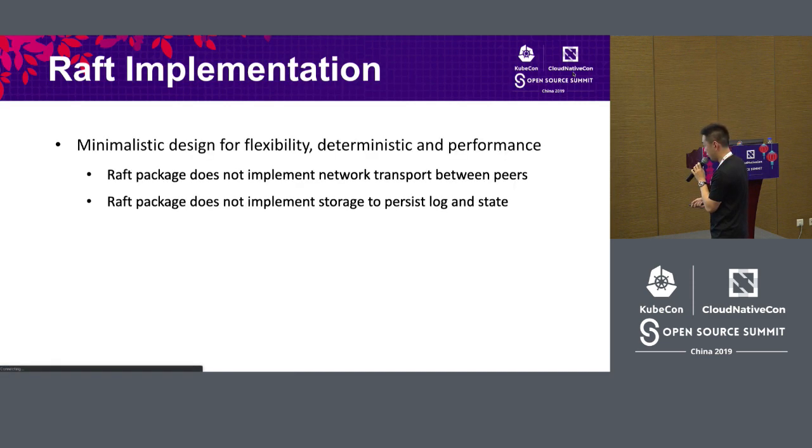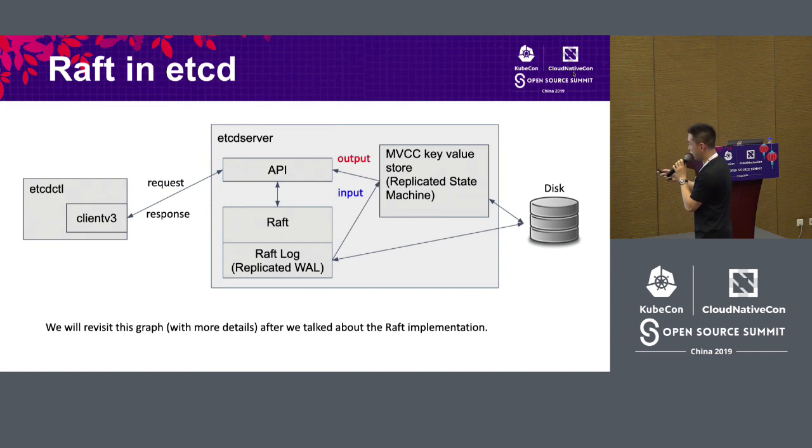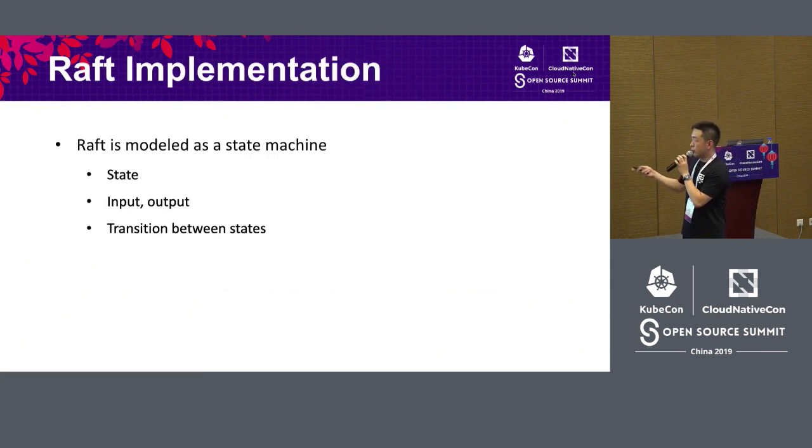Now let me go back to this graph. Now we're just going to focus on the Raft package implementation itself. So we're not talking about this state machine here. We're talking about Raft, and we're saying the Raft is modeled as a state machine. Just remember. All right, so Raft is a state machine, then what is its state? What is its input and output? How do they transition between each other?